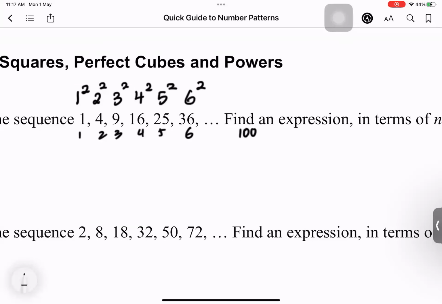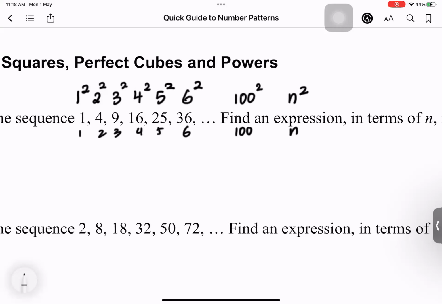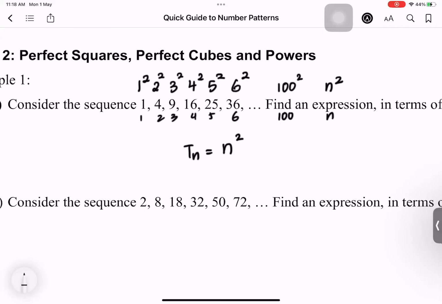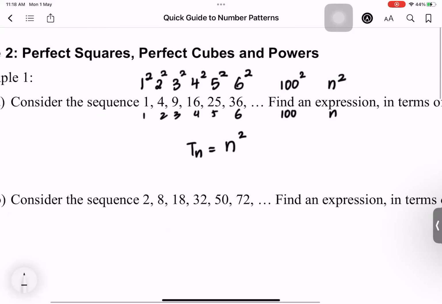How to get the 100th term? Everything here is square, square, square, right? So it will become 100 square. So if I give you n, it will become n square. So find an expression in terms of n for the nth term. So Tn equals n square. Okay? This one you must know how to do, must memorize if they come up with it like that.